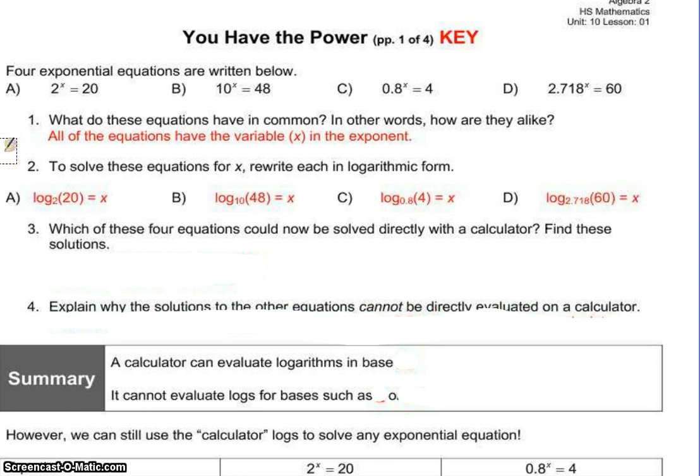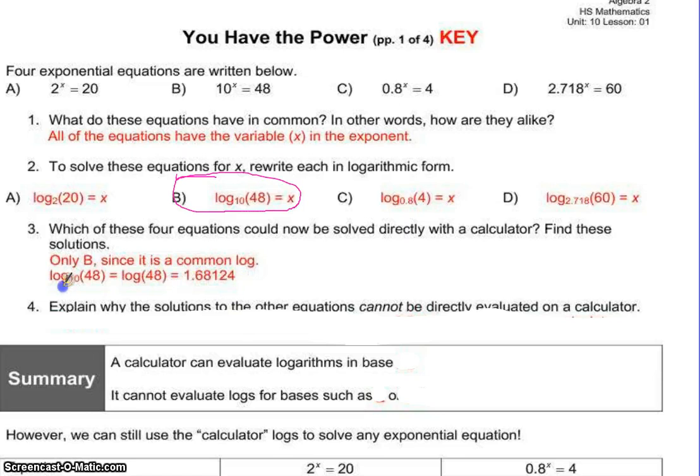Now, looking at these four, which one could I solve automatically with the calculator? If you said this one, you are correct. Because why? That is correct. Because it's in the common log. So I know that I can plug that in my calculator and I'll get log 1.68.